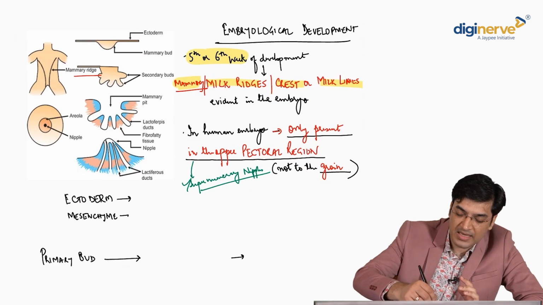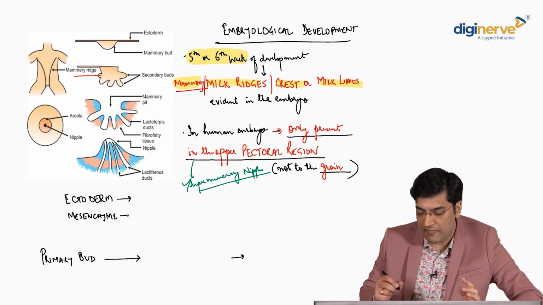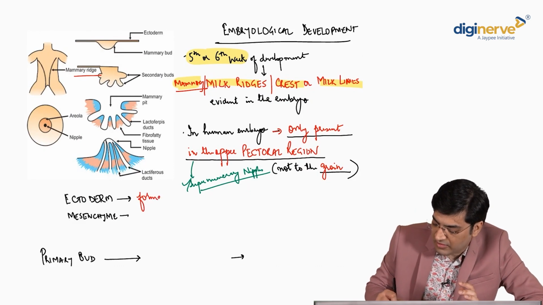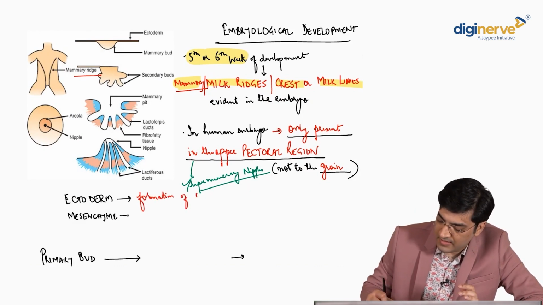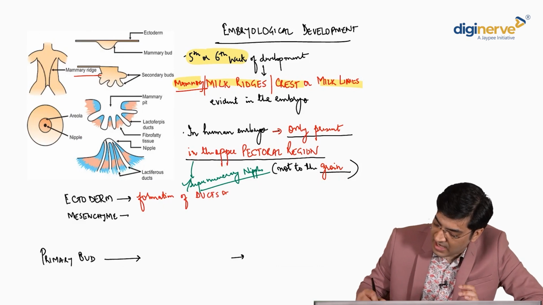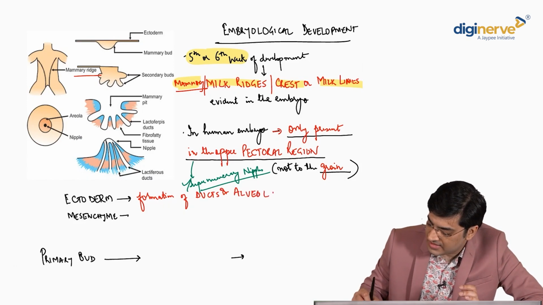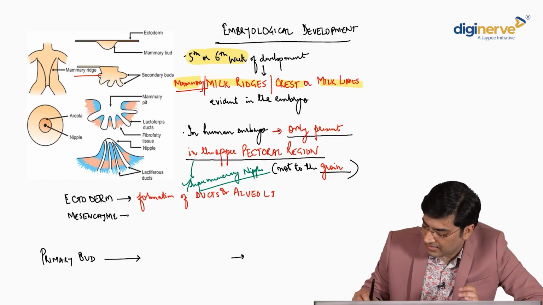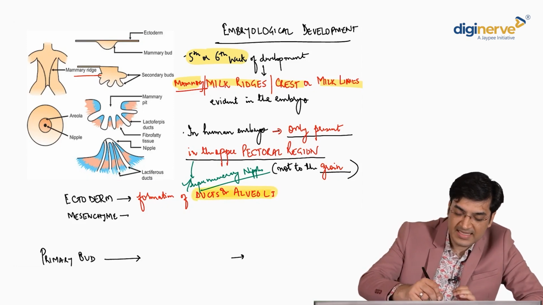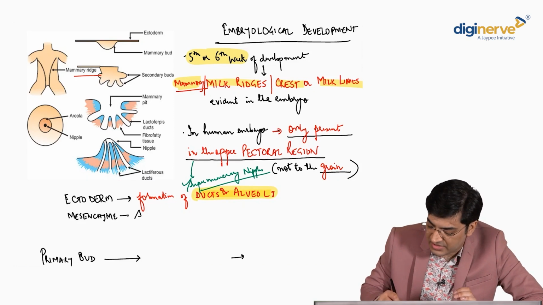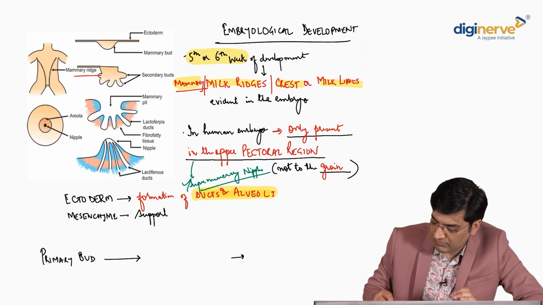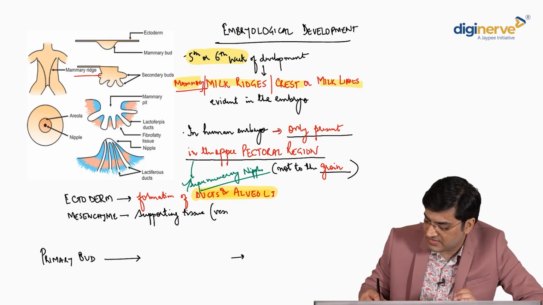Now, the ectoderm is responsible for the formation of the ducts and the alveoli. This is an important question, that ducts and alveoli are formed from the ectoderm, whereas the mesenchyme forms your supporting structures, supporting tissue, which includes your vessels, connective tissue.